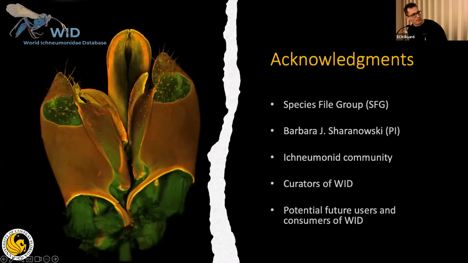And with this, I want to thank everyone: the Species File Group, of course, for developing the TaxonWorks community and the TaxonWorks software, my PI who allows me to do this in my free time, the entire Ichneumonid community, the curators of the World Ichneumonid database, and of course, potential future users and consumers of the World Ichneumonid database. As you can see, we got a new logo up there, and we got a fantastic male genitalia. If you want to know more about that, I'm going to give a talk at ESA. All right, thank you. I'm going to take any questions.